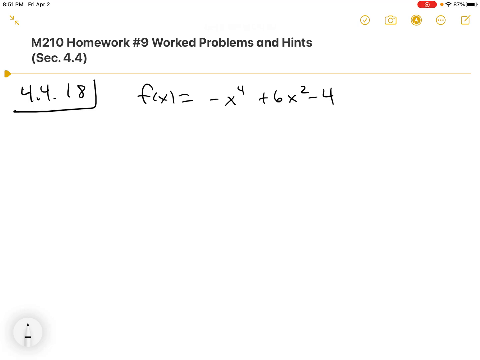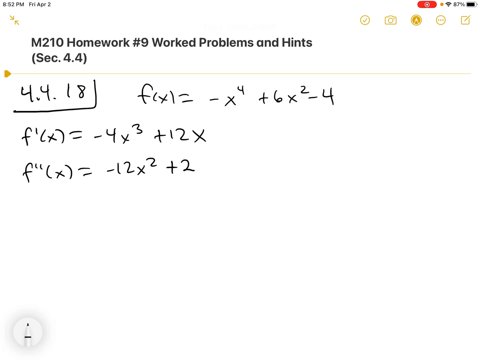So to that end, let's just start taking derivatives here. The first derivative is minus 4x cubed plus 12x. And since we're here, let's do the second derivative. That's minus 12x squared plus 12.